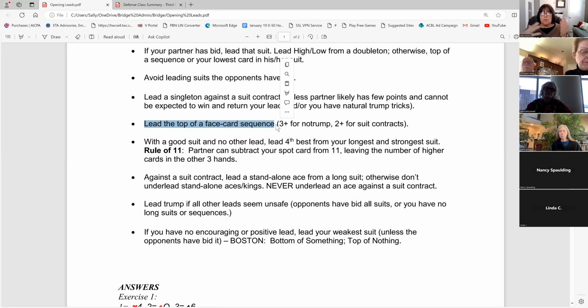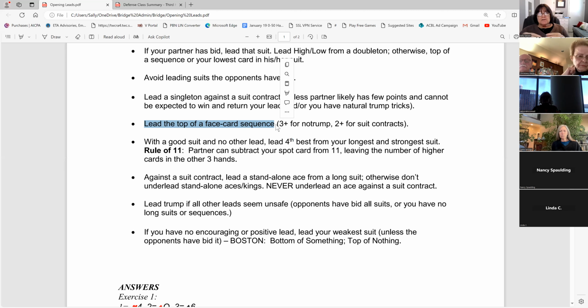That's why we use the rule of 11 when we can. That gives us some information. That's why we lead the top of touching honors when we can. That gives partners some information. So a lot of what we do on defense is trying to give partner little nuggets of information. We do even more of that with the signaling, which we're going to cover in the next lesson.